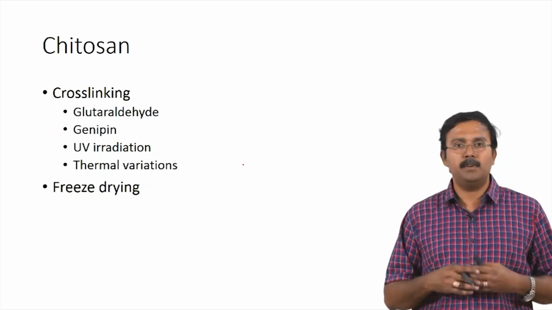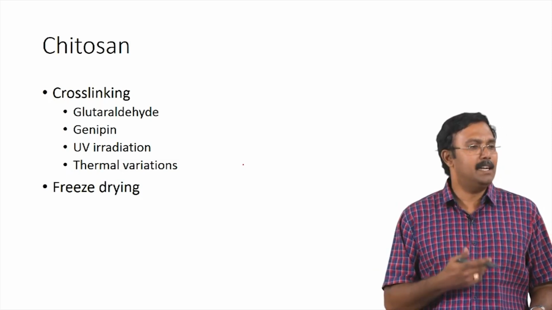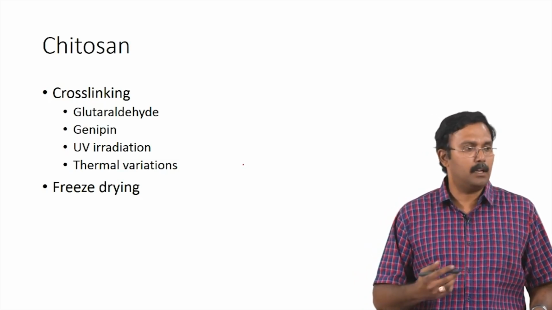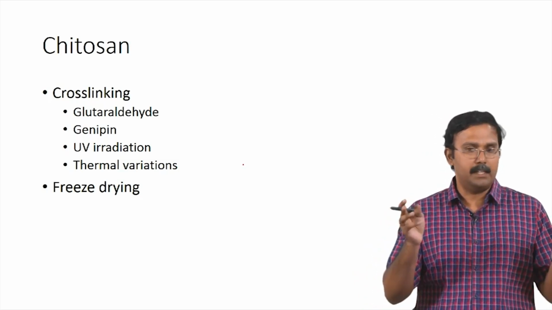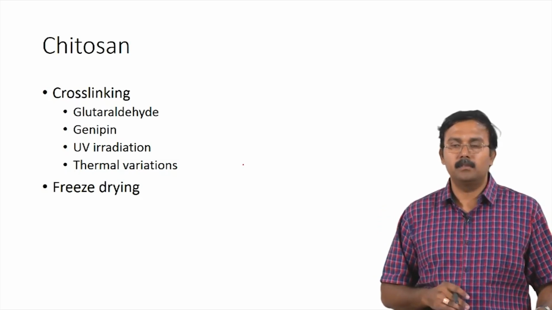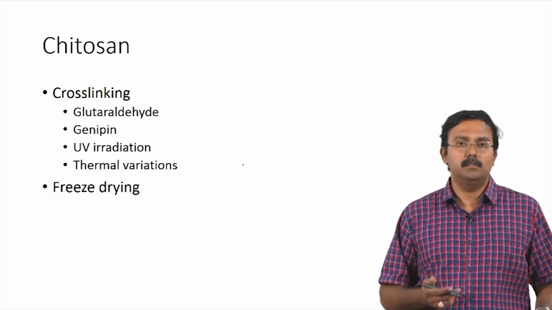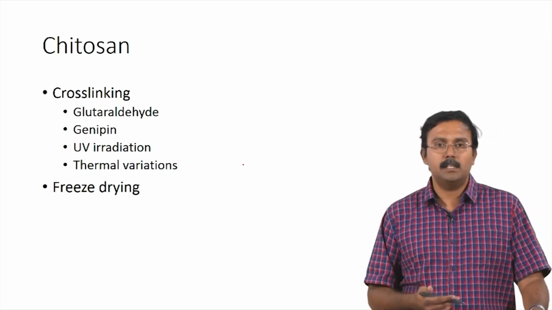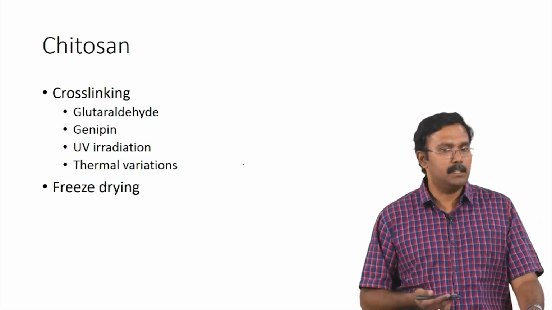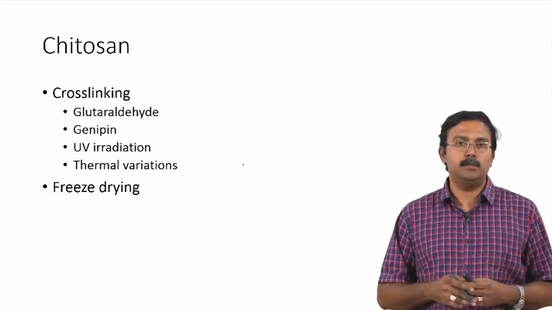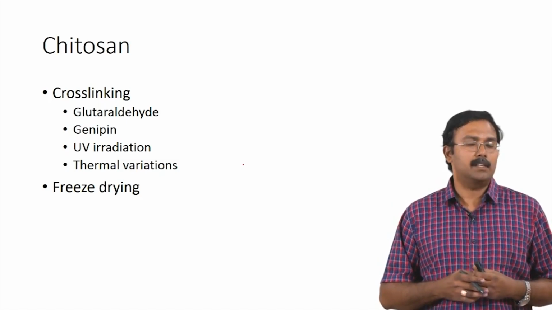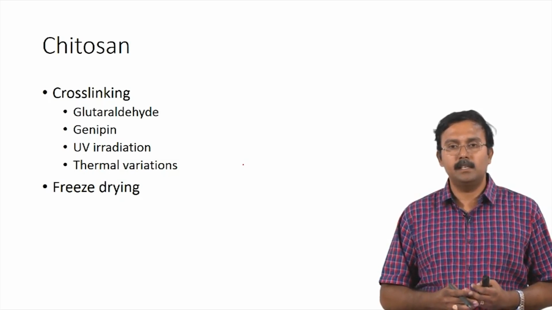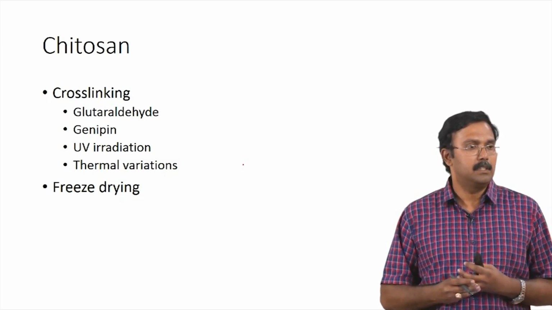prepare gels. So, there are different ways you can cross link it. So, glutaraldehyde is a very common cross linking agent which is used extensively for cross linking because it has two aldehyde groups, right. So, you can easily form cross links. So, genipin is another cross linking molecule which has also been used. UV irradiation and thermal variations can actually cause physical cross linking. So, these are some of the techniques which are used for cross linking, and chitosan is primarily processed using freeze drying technique to prepare scaffolds.